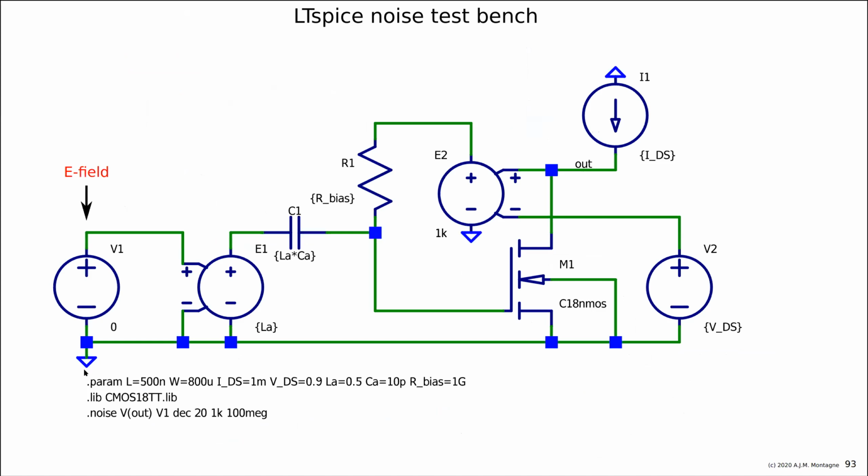So here we have the E field. V1 represents the E field. E1 represents the antenna gain. So the gain is LA, the length of the antenna. C1 is the antenna capacitance.